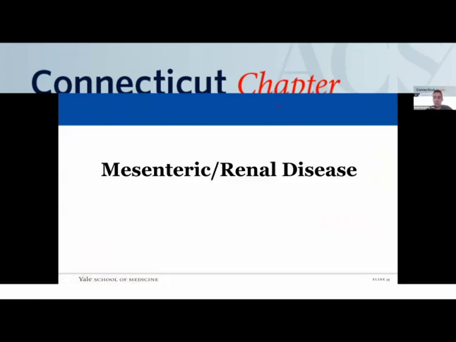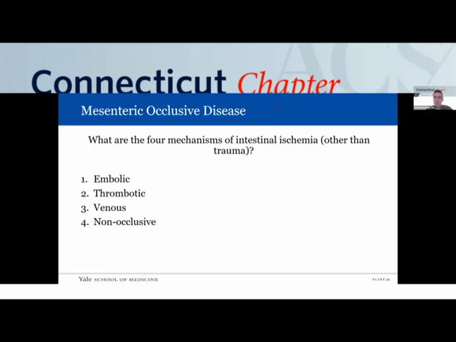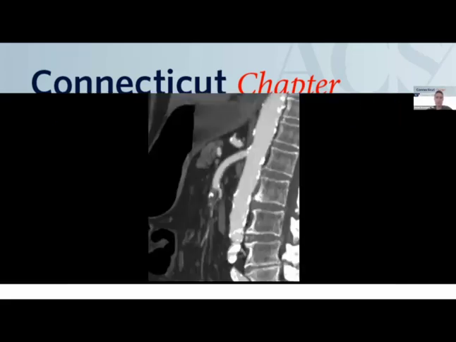Moving to mesenteric and renal disease, we typically talk about the four mechanisms of intestinal ischemia. Just like acute limb ischemia, there's embolic and thrombotic, but there's also additionally venous and non-occlusive, or NOMI, non-occlusive mesenteric ischemia. So this is a classic picture for embolic mesenteric ischemia.